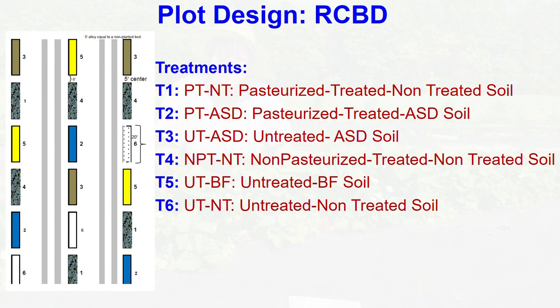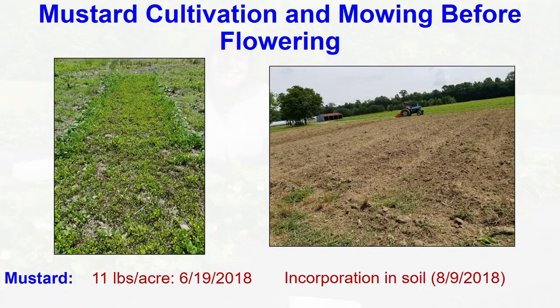These are the full forms of all the six treatments: pasteurized, treated plugs in non-treated soil; pasteurized, treated plugs in ASD soil; untreated plugs in ASD soil; non-pasteurized, treated plugs in non-treated soil; untreated roots in biofumigated soil; then untreated plugs in non-treated soil. So these are the six treatments we used.